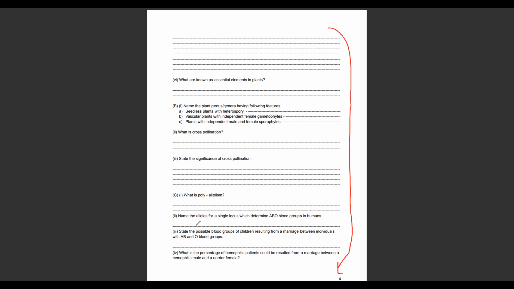Roman number 3, state the significance of cross-pollination. State the significance. Right? They are not asking 1, 2 or 3. You have to state whatever the things given in the resource book. Because they are giving marks for all those points.